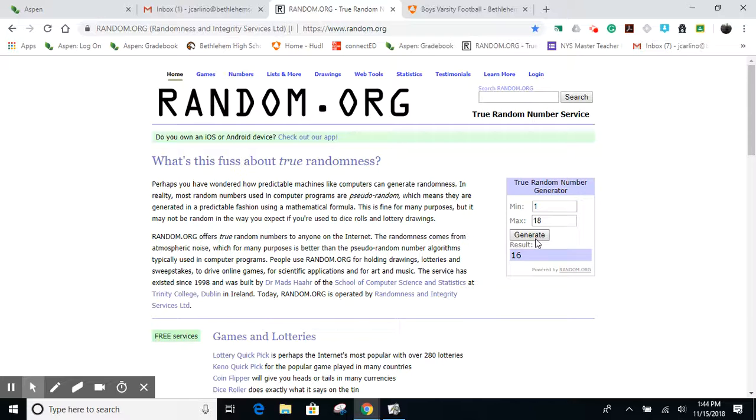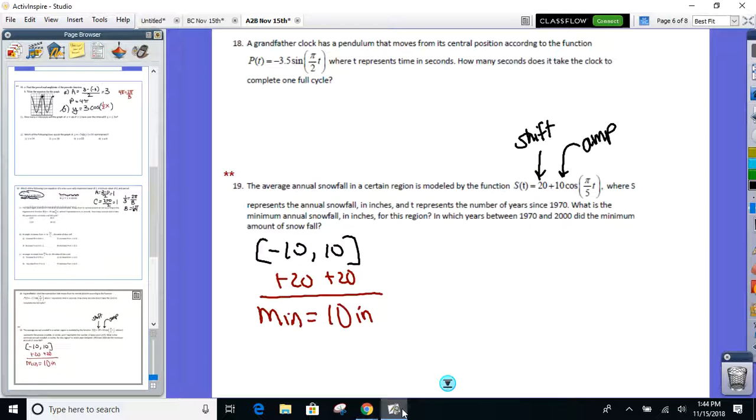All right, are we ready back there? Okay, second part. Name the years the minimum is going to happen. Okay, in what years between 1970 and 2000, name the year or years where I'm going to have the 10 inches of minimum snowfall. Now, I'm not going to leave you hanging here. Okay, this is a cosine curve, correct? We all agree, the cosine curve.